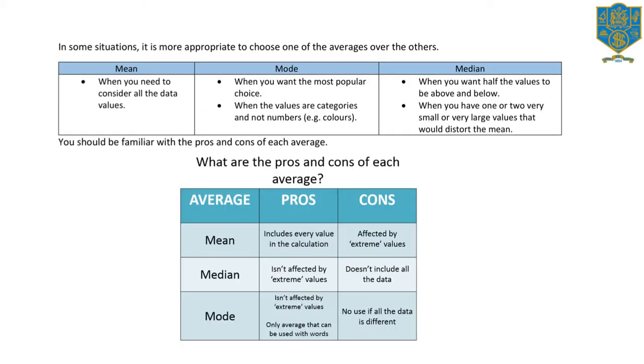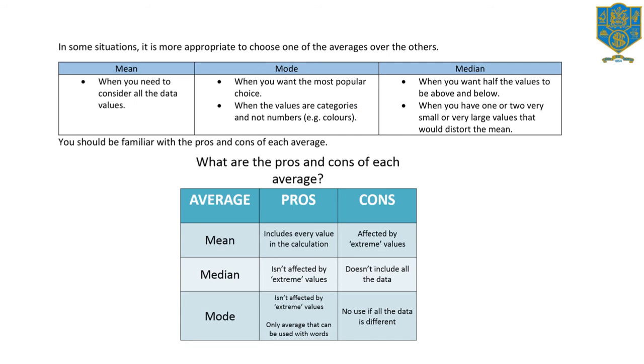In some situations, it may be more appropriate to choose one average over the other. So we use the mean whenever we need to use all the data values. And the advantage of that is that it includes every value in the calculation, but it is affected by extreme values.